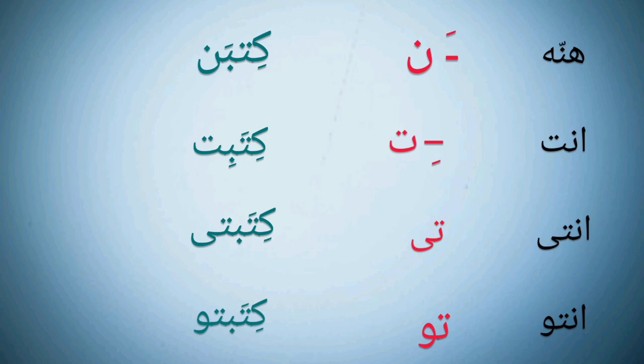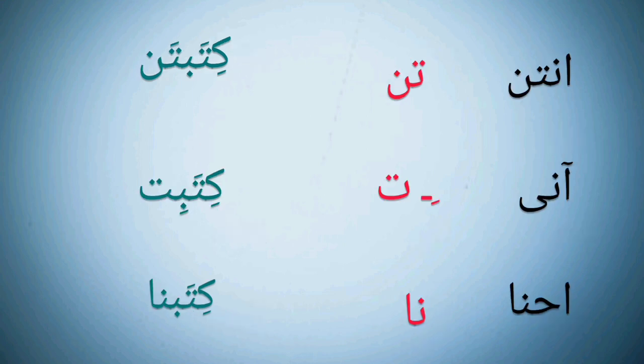Okay, we understood that the root is كتب, and the only thing I need to add is a suffix: t, or to, or ti. كتبتي or كتبتو. Okay? انتن كتبتن. We add ten to this one. It means you wrote, but this one is plural and feminine.